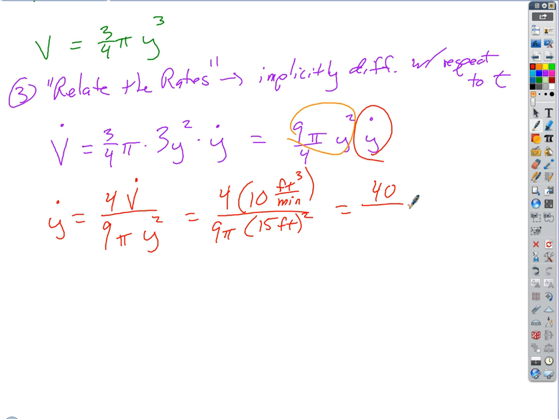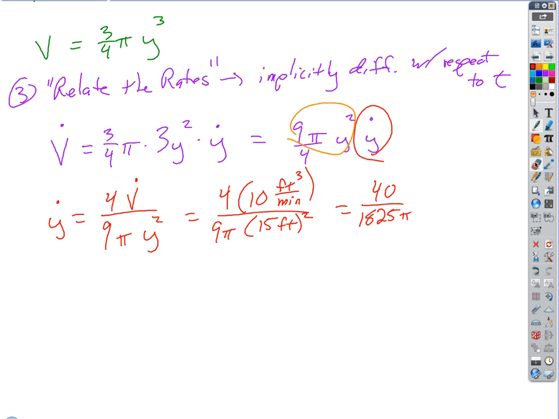Well, I'm going to get all of the numerical part, which is 40 over 9 times pi times 15 squared. So 225 times 8 would be... no, hang on. 225 times 4 would be 900, and times 8 is 1800. 1800 plus 225 is 2025. So it's 2025.